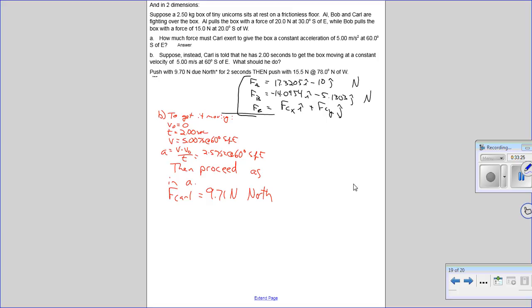So then part C. To keep it moving, what do we want to do? Good. We want to make the net force 0, right? To keep the velocity constant. So for 2 seconds, he needs to exert all of this force to cause it to accelerate to get it to the velocity we want. And then at the end of those 2 seconds, he's got to change his force to make the net force 0. So again, now we know our net force. So again, you proceed as in A.